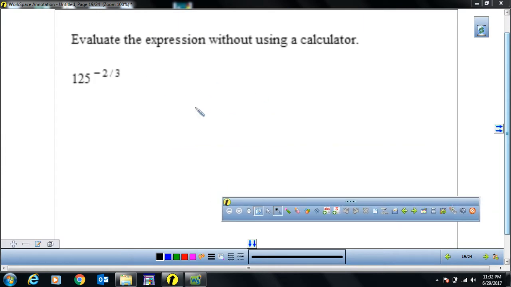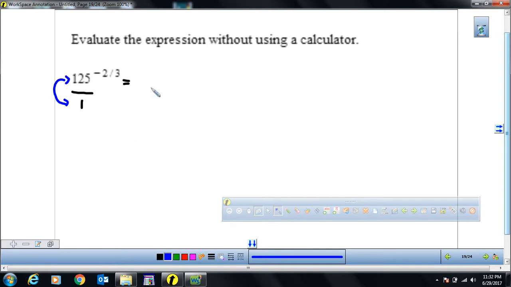This is 125 raised to the power of -2/3. The very first thing we must do is make that exponent a positive exponent. Remember that this 125 is over 1, so to make that a positive exponent, all I have to do is take the reciprocal of this number, which is going to be 1 over 125, and that makes the exponent a positive 2/3 exponent.